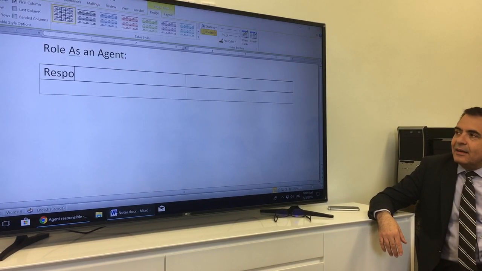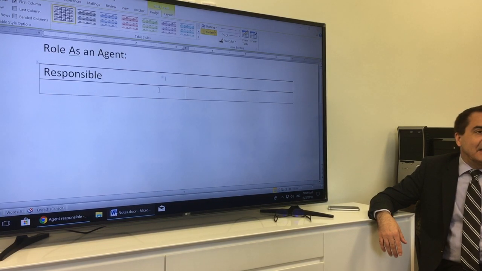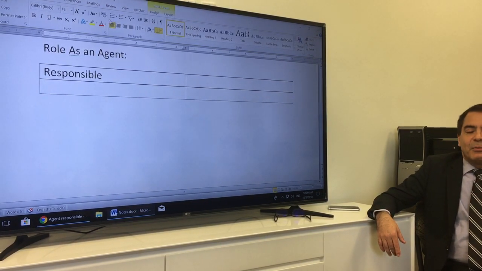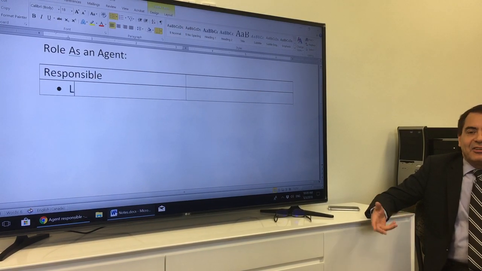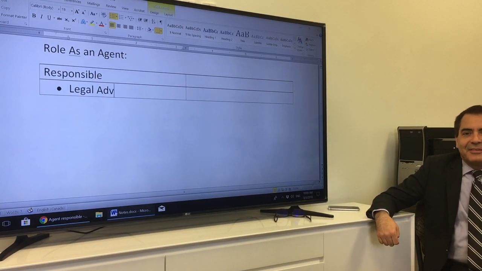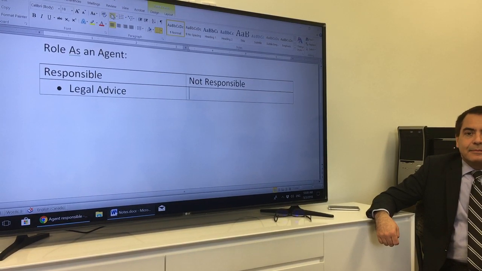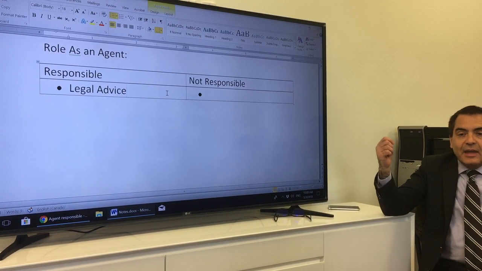Because some agents like to give legal advice to their clients about different things, right? What would be an example of types of legal advice agents are tempted to give but shouldn't? The terms of the contract, the clauses, interpretation of the contract.